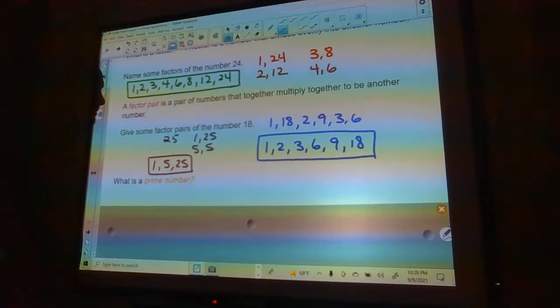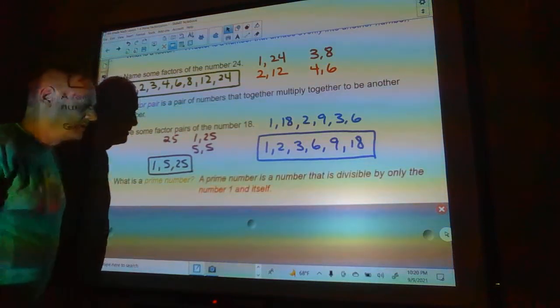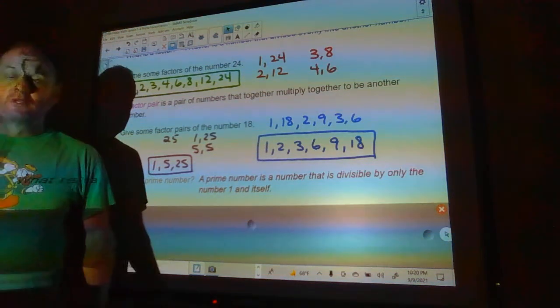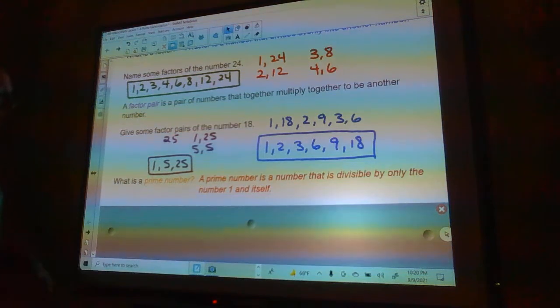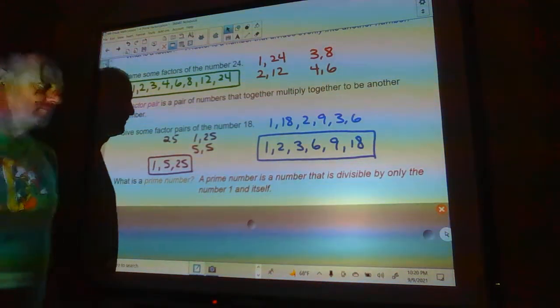All right, what's a prime number? A prime number is a number that is only divisible by 1 and itself. It's like 7. The only numbers you can divide 7 by are 1 and 7. The only whole numbers. Like 3, 2.